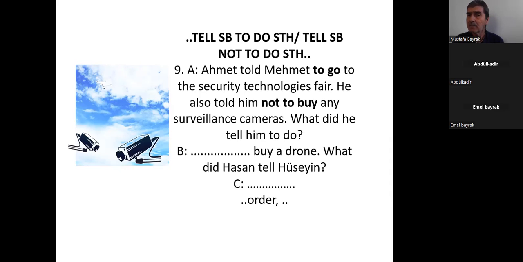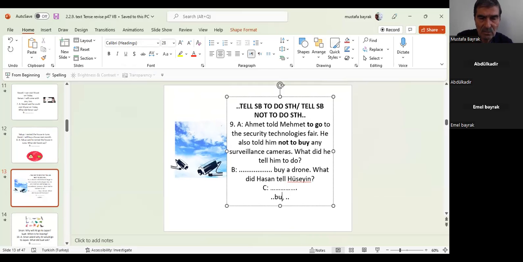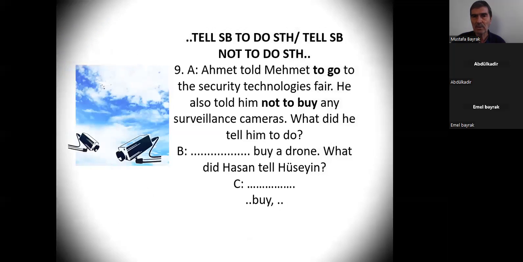What did Hassan tell Hussein? Hassan told Hussein to buy a smartphone. Let's change it into buy. It's not a functional word here. Buy works better. Hassan told Hussein to buy a smartphone for him.